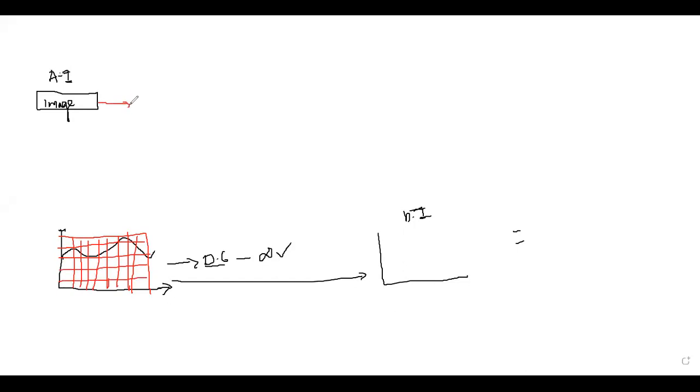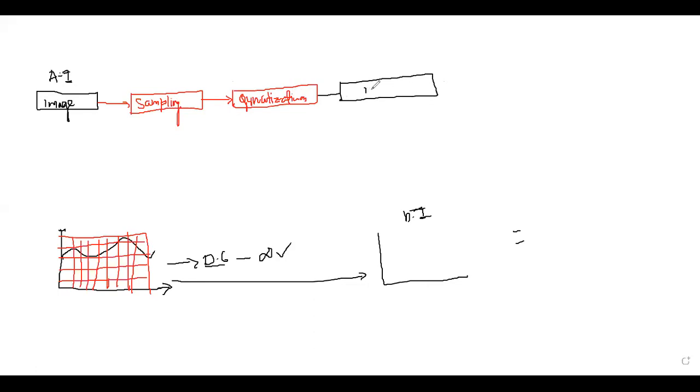Now for this analog signal, I will use two techniques. One is called sampling of images, and the other is called quantization. So what happens when you perform these two things? Your analog image will be converted into a digital image. Once you perform these two steps, your analog image will be converted to a digital image. So what is sampling?